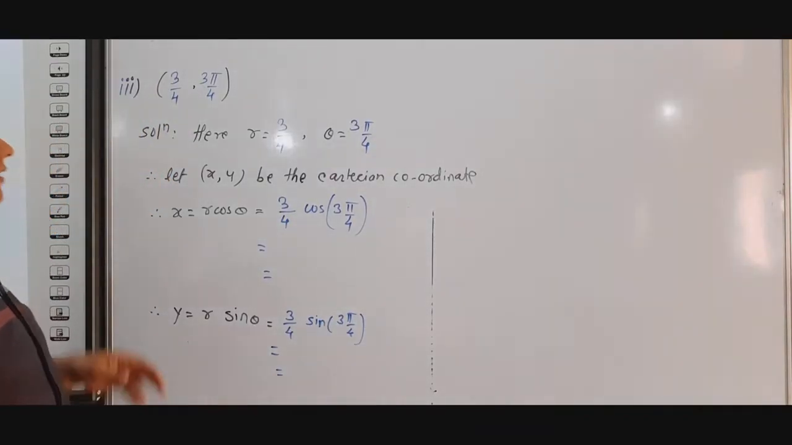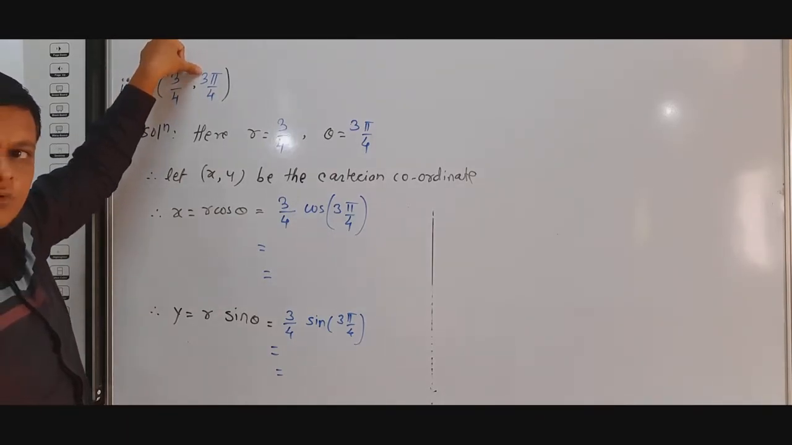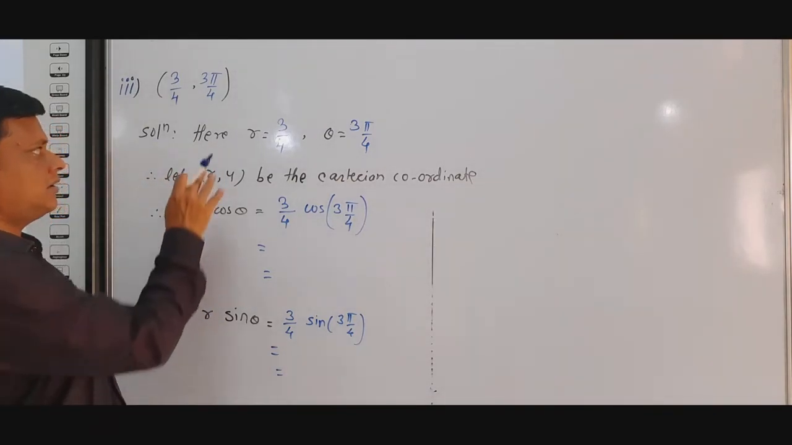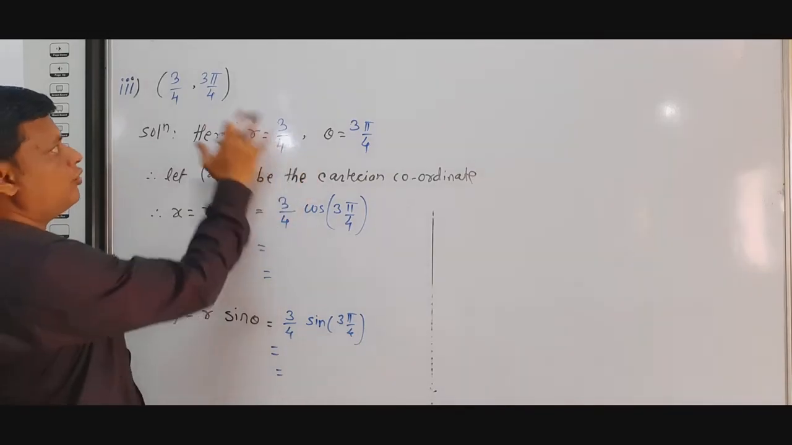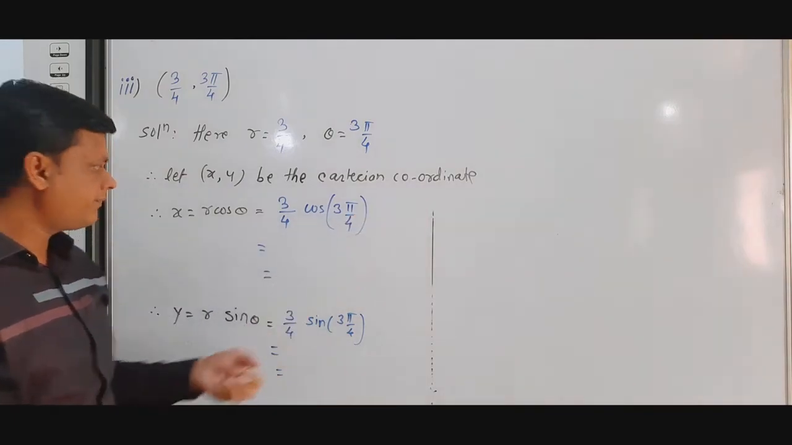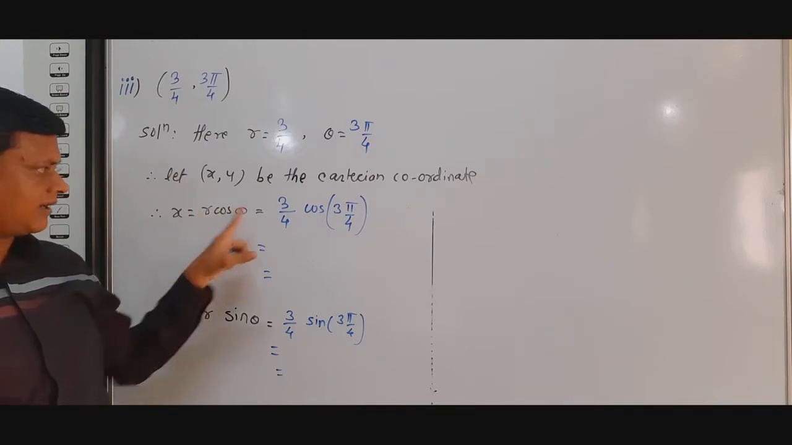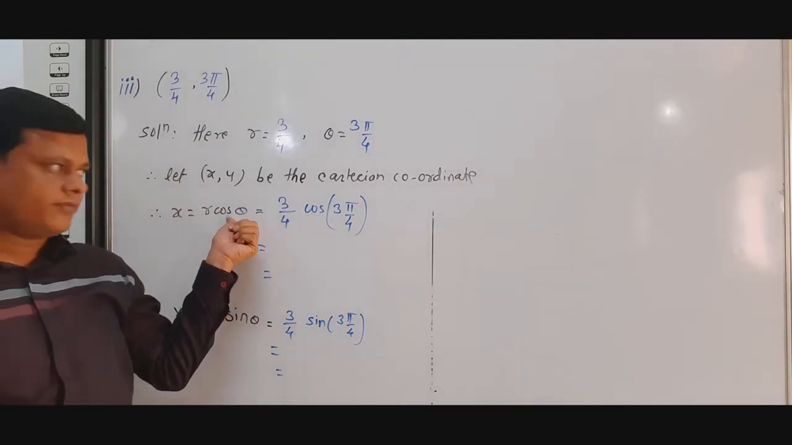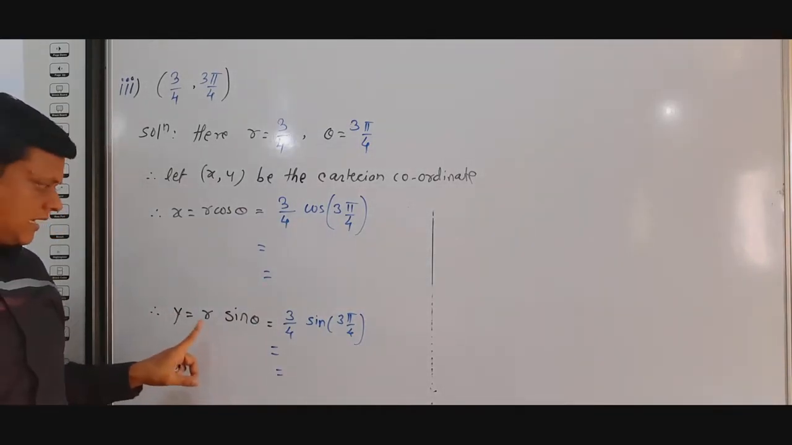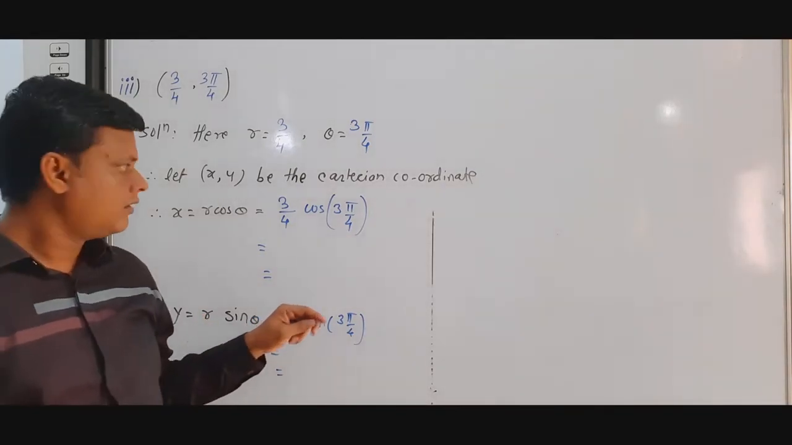Now see the next example: 3 by 4, 3 pi by 4. Now we have to write the values of r and theta first. Therefore here r equals 3 by 4, theta equals 3 pi by 4. Let x, y be the Cartesian coordinates. Therefore x equals r cos theta, after substituting r as 3 by 4 and theta as 3 pi by 4. Now for y also, r sin theta, substitute the value of r and the value of theta.